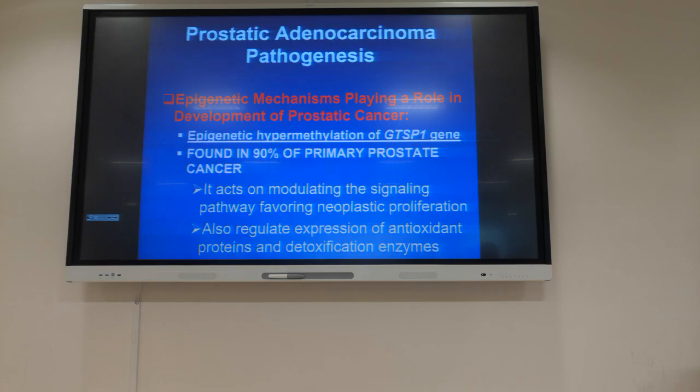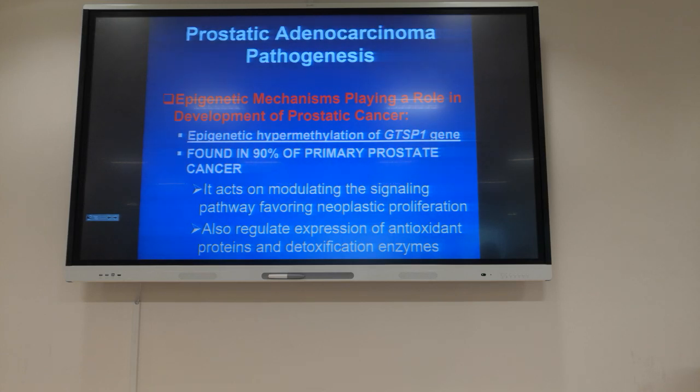transformation. And how is that related to the GSTP1? When this GSTP1 becomes hypermethylated, then this antioxidant protein and detoxification enzymes are no longer functioning. So the cell will be left to its own design to deal with the free radicals. As a result, free radical injury is certain to happen in those cells, and the end result will be neoplastic transformation.